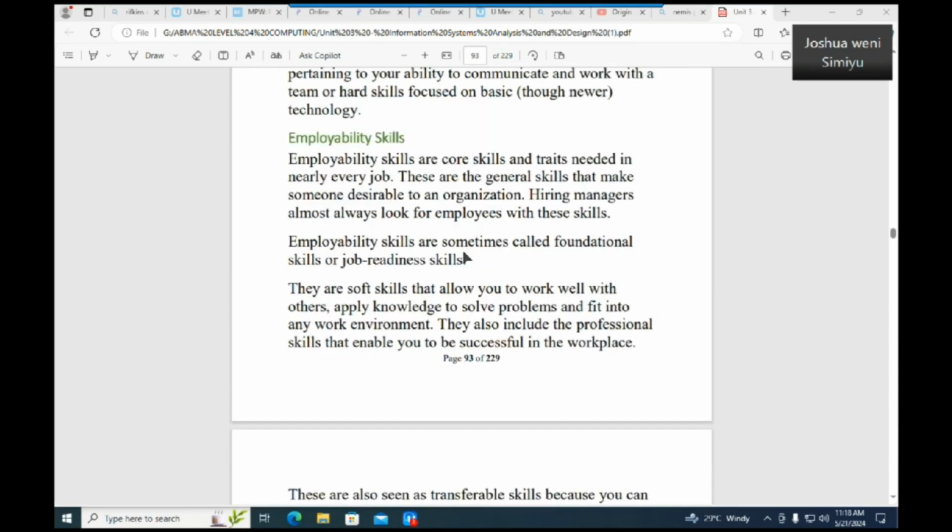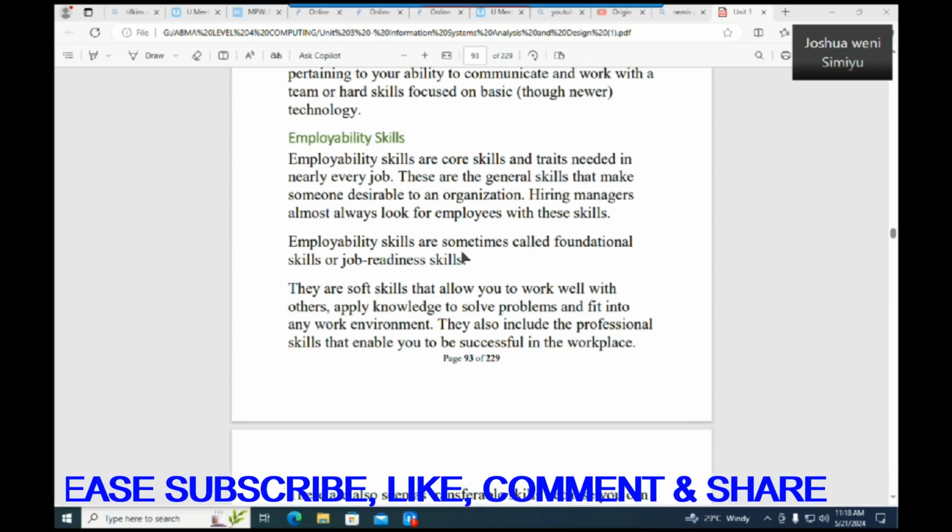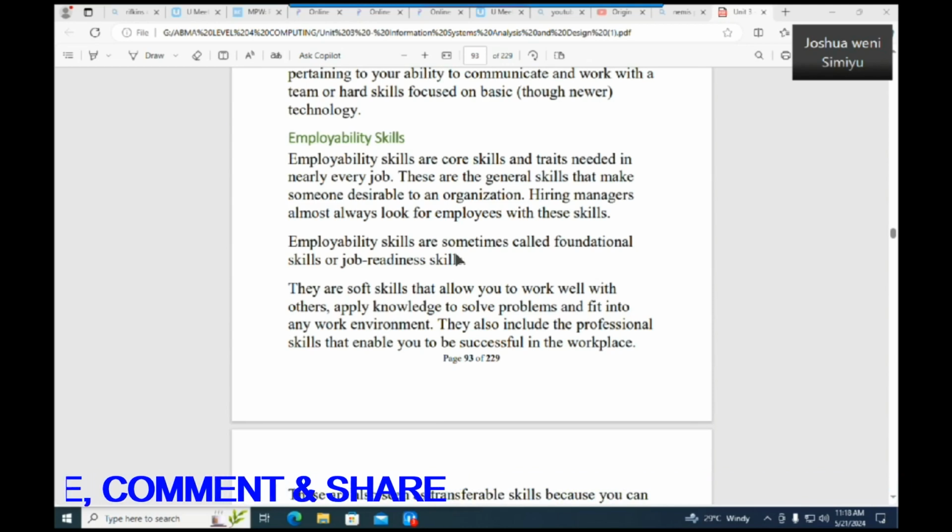Then when we talk about employability skills, we are looking at the core skills and traits that are needed in nearly every job. They are skills that you need to have in general in nearly every job. Those are what we call employability skills. They are general skills that are going to make you desirable to an organization, the skills that hiring managers are looking at.